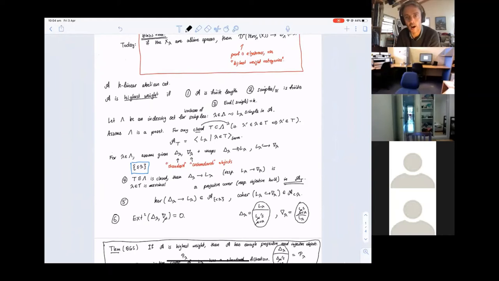I'm just curious if there's some way of incorporating finite groups. Are representations of finite groups highest weight? Maybe not literally in the definition, but neither was Rep G. Rep G is not quite highest weight, but you just need to give up on finiteness and then you're fine. For finite groups, one thing that I didn't state, which is another consequence of this, is that any highest weight category is of finite global dimension.